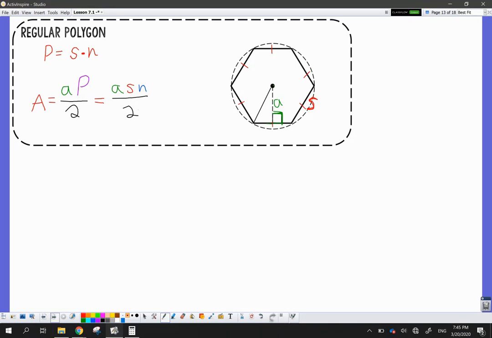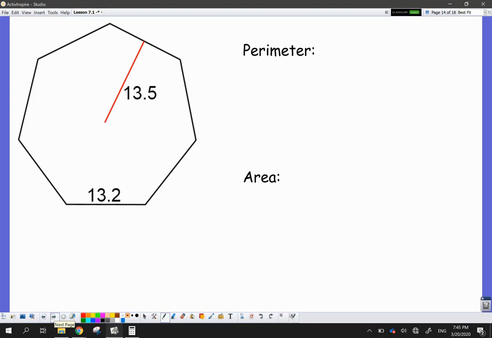So let's take a look at an example. Here I have a regular polygon. I know all these sides are congruent, all the angles are congruent, therefore this polygon is regular. And I have 1, 2, 3, 4, 5, 6, 7. So that makes this a heptagon. So let's write that stuff down. I know that n here is 7. And the side length that I'm given is down here, 13.2. Remember, this is my apothem, so I'm using that for the area. But I don't need that for perimeter.